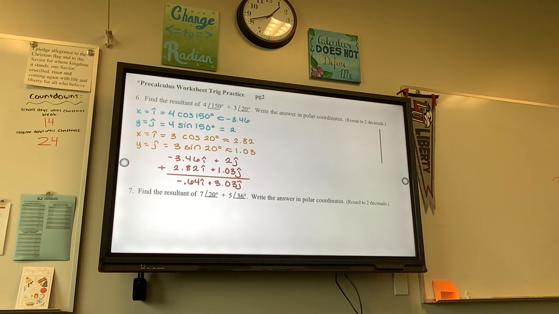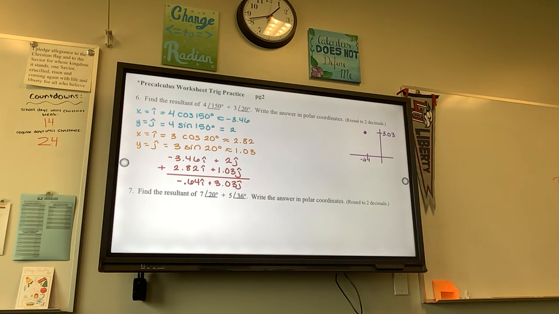For the 0.64, which way am I going? Left. And for the 3.03, which way am I going? Up. And I am exaggerating the 0.64 because I need to have something to look at. It's very small.